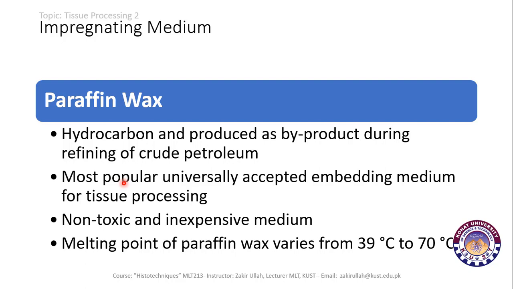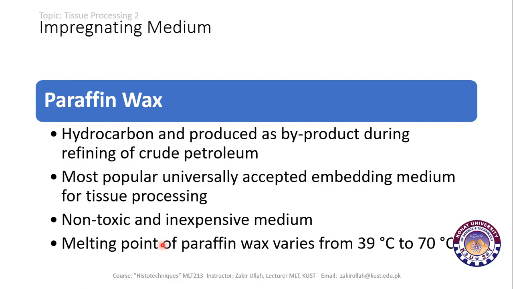As we have already discussed, this is a non-toxic, inexpensive, cheap medium, so this is also a factor that paraffin wax is used. The melting point of paraffin wax varies from 39 to 70 degrees centigrade. So there are different types of paraffin wax available in the market, having a variety of melting points. So this is also a good quality of paraffin wax.